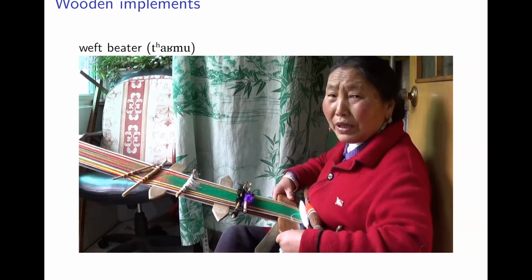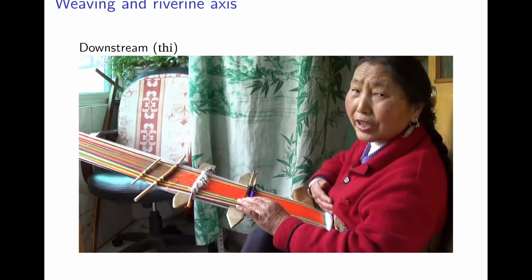So logically, you use newlet to indicate the motion of the weft beater between the threads, and so perpendicular to the threads, and so it's basically the left-right orientation of the weaver. Yeah? And then you have this expression, chuta.